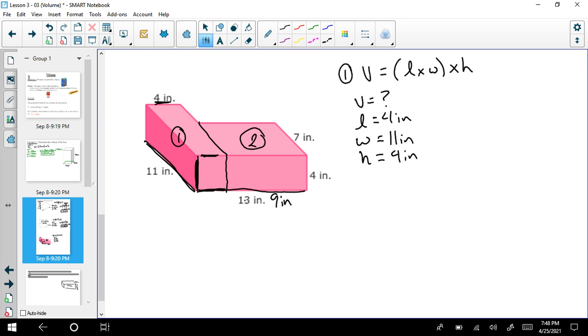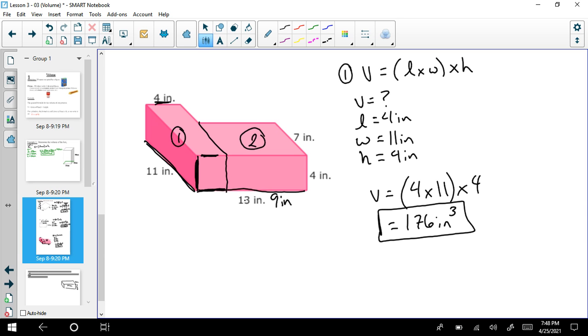Perfect. And then I just take that information and plug it into my equation. So I have my volume, which I don't know, my length, which is 4, times my width, which is 11, and then times my height, which is also 4. And guys, remember to put inches afterwards, I forgot to. So I do 4 times 11 times 4, which is going to give me 176 inches cubed. And I found the volume for my first part of my figure.